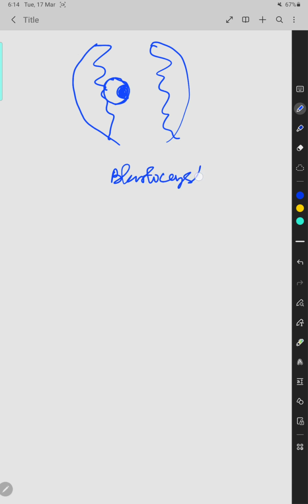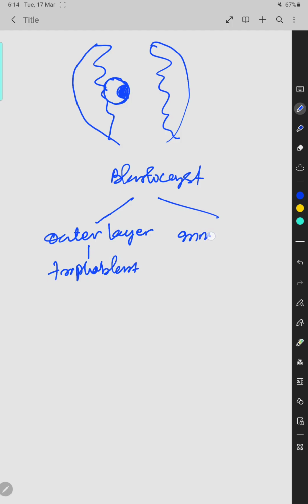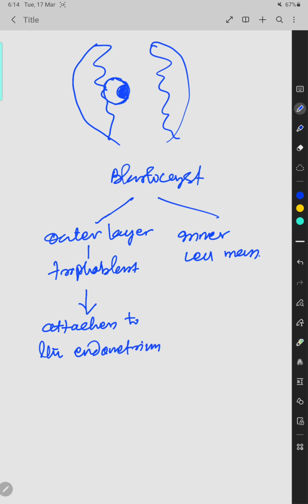Blastocyst has an outer layer called trophoblast, and it has inner cell mass. The outer layer trophoblast attaches to the endometrium, whereas the inner cell mass differentiates into embryo.